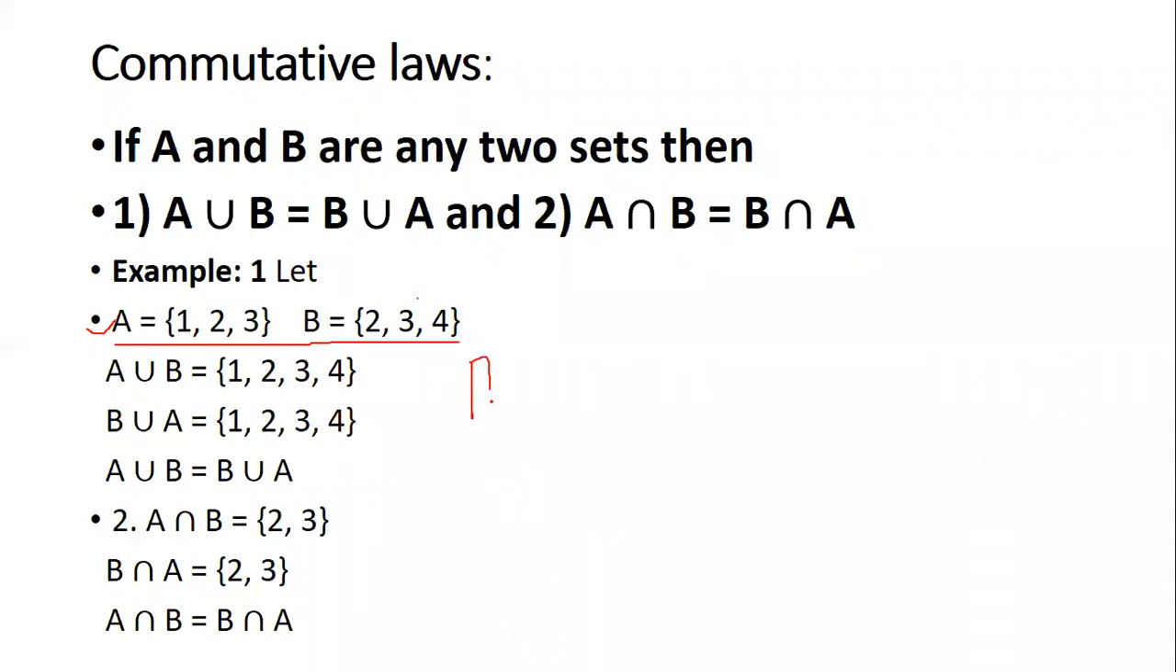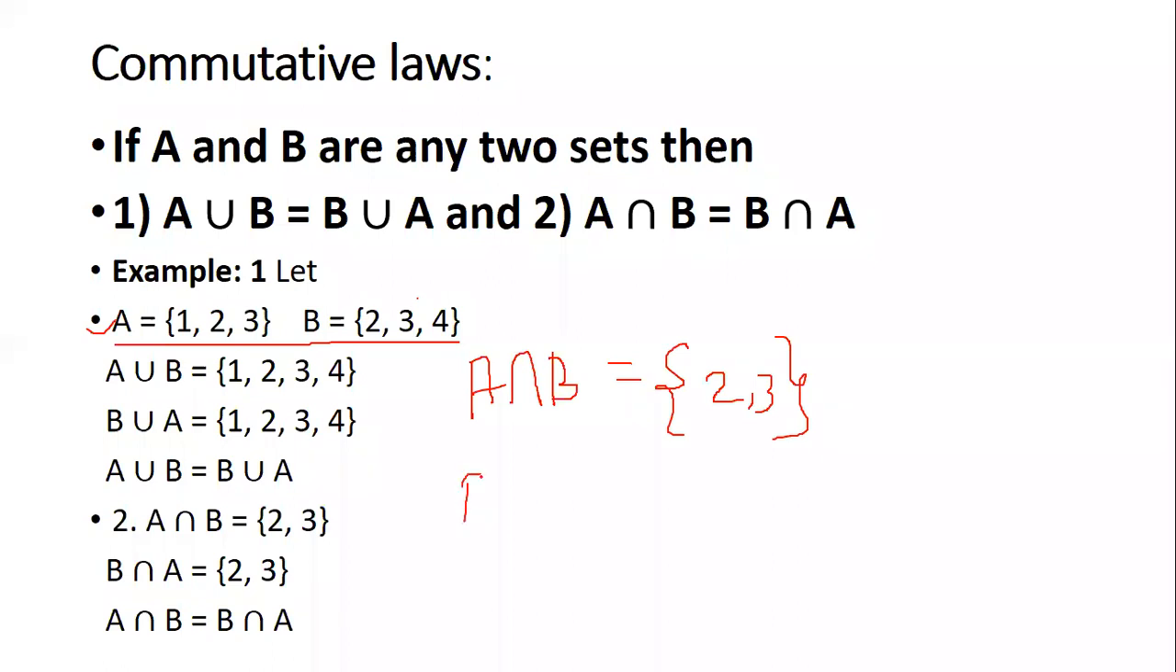Now in this, what are the common elements between A and B? Now say me the answer. What are the common elements between A and B? 2 and 3. So 2 and 3 are the common elements when I consider A intersection B.